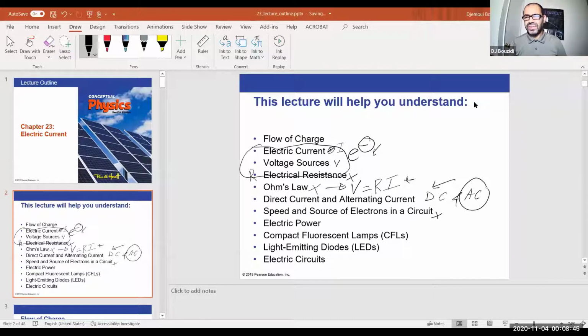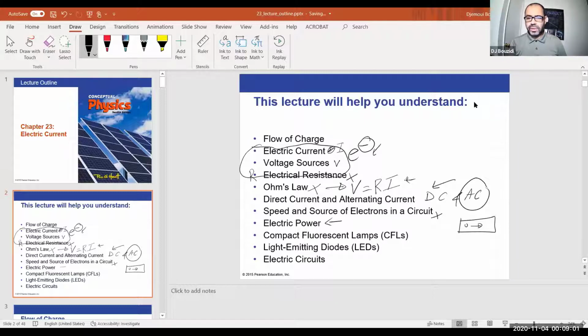Now we're going to talk about the speed and source of electrons in the circuit. Basically, we try to have an understanding of what the current is and how charges move inside a conductor. We'll have a theory to explain it.